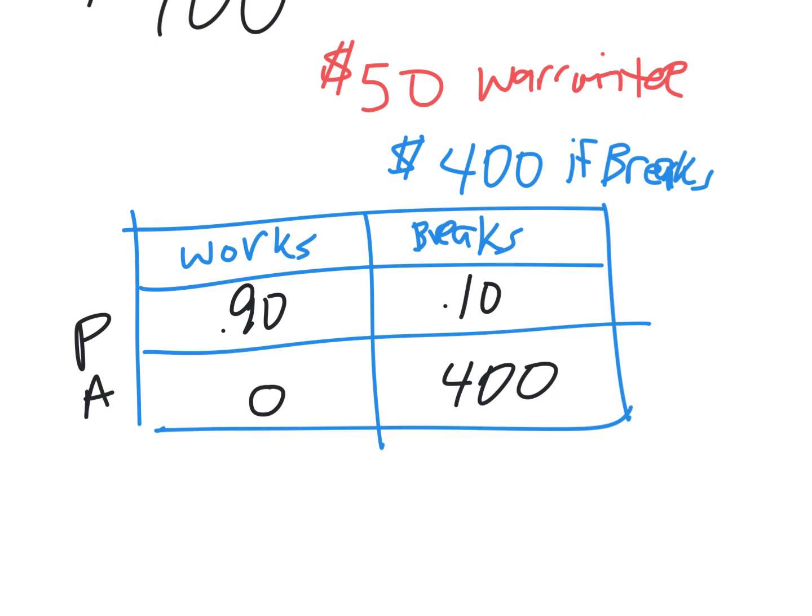Now let's see if you can finish this and tell me. Remember, it costs $50 to buy the warranty. Try to figure out what your expected value is. P times A, add them all up, factor in the cost at the very end. You'll use your calculator to multiply some stuff.